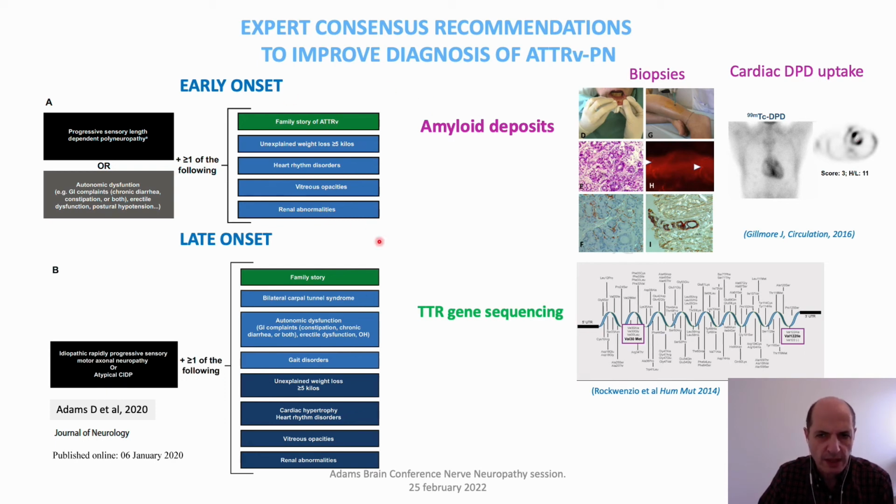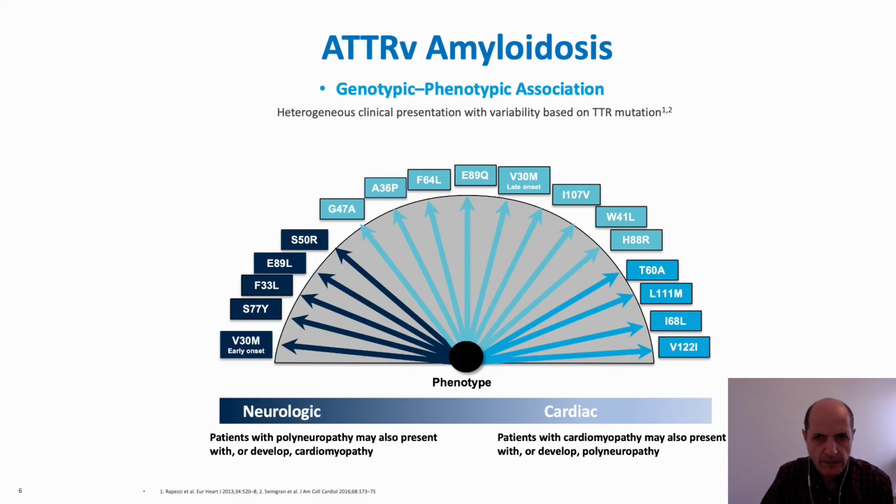For those with late onset, we should suspect it in case of progressive axonal sensory motor neuropathy or atypical CIDP plus one of the following criteria, including autonomic dysfunction, bilateral carpal tunnel syndrome, or some systemic manifestation such as weight loss. 2 key tools for diagnosis are detection of amyloid deposits by biopsies or cardiac DPD uptake on scintigraphy, or TTR gene sequencing to identify one of the many amyloidogenic variants. There are more than 100 variants of the TTR gene.